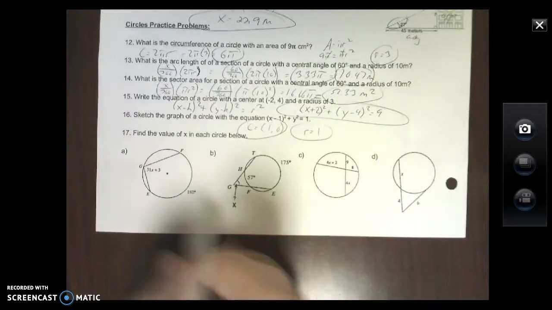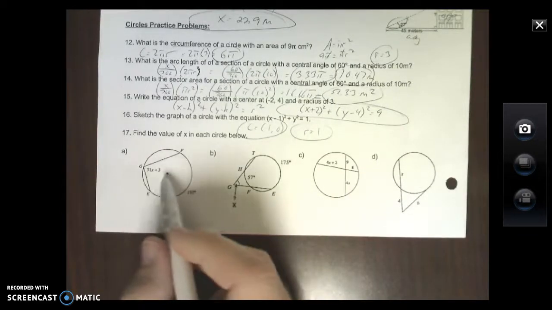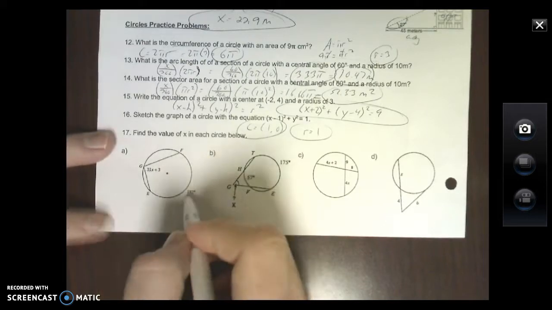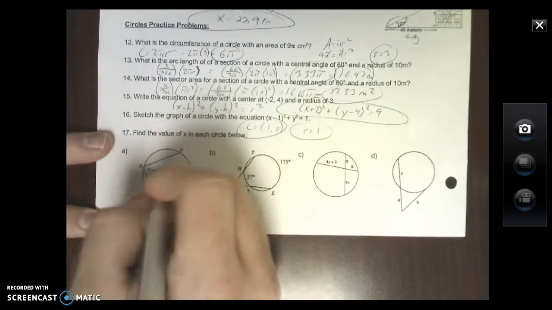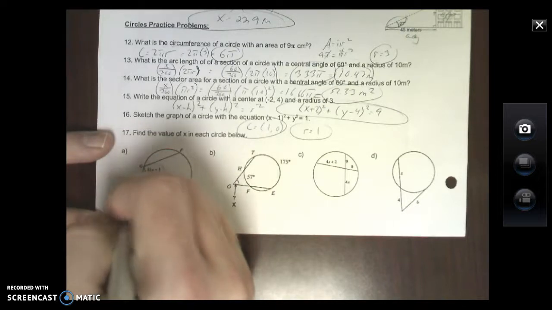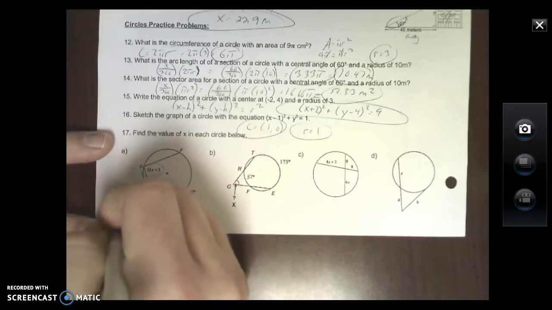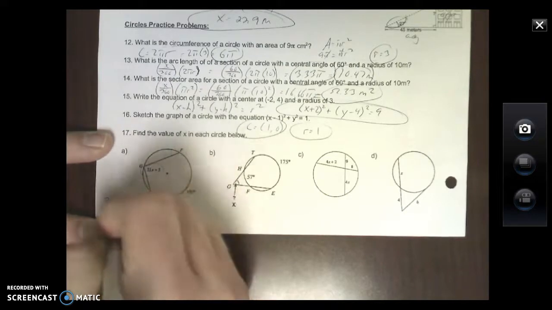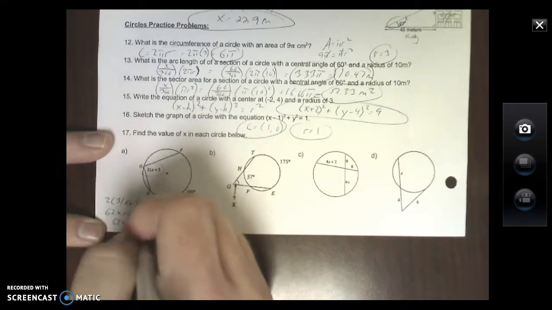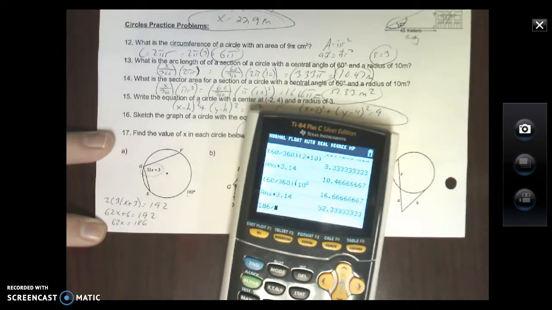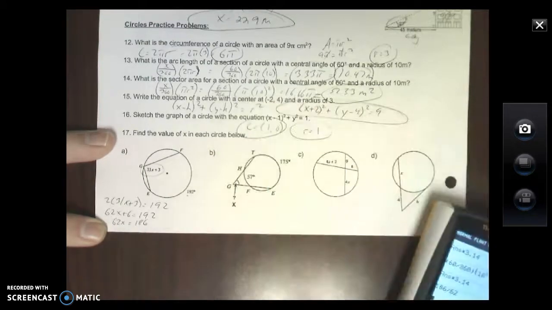Okay, super quick. Inscribed angle goes all the way back. That means this is half of the outside. So I can do 2 times this or half of this. Your call. I'm just going to do 2 times this. 31x plus 3 equals 192. So 62x plus 6 equals 192. 62x equals 186. 186 divided by 62 is 3.